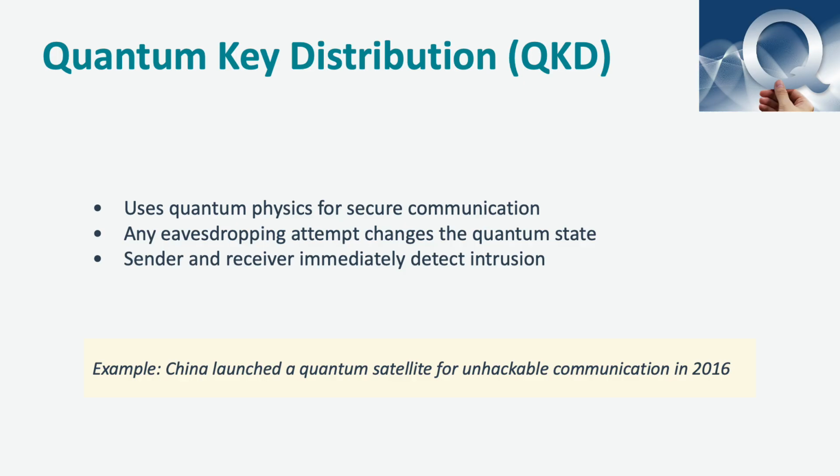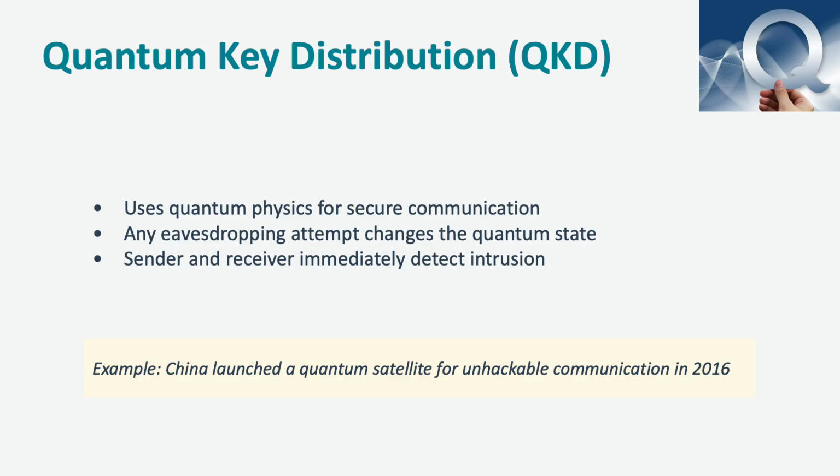So QKD uses the fundamental principles of quantum mechanics to create communication systems that are theoretically unhackable. The key principle is that in quantum mechanics, the act of observing or measuring a quantum state inevitably changes it. This means any eavesdropper trying to intercept a quantum communication would unavoidably leave traces of their interference.